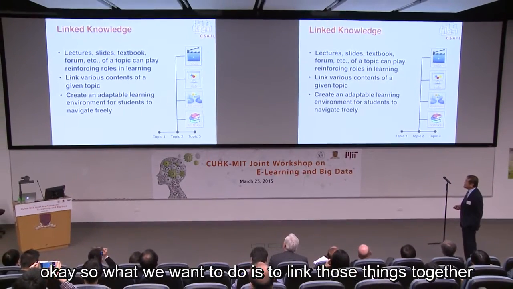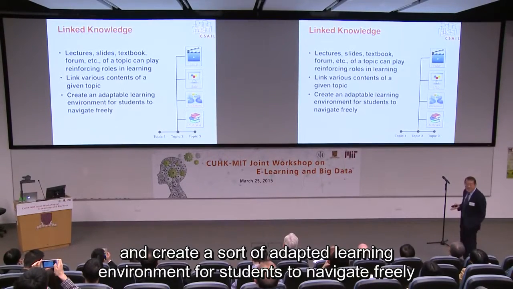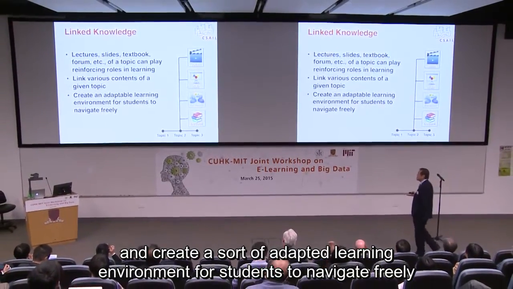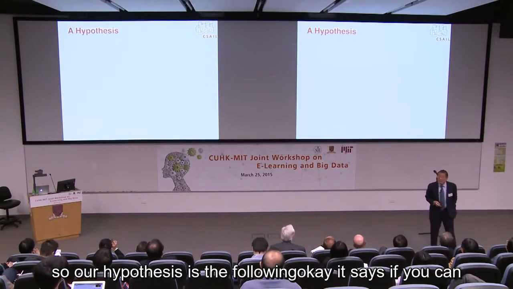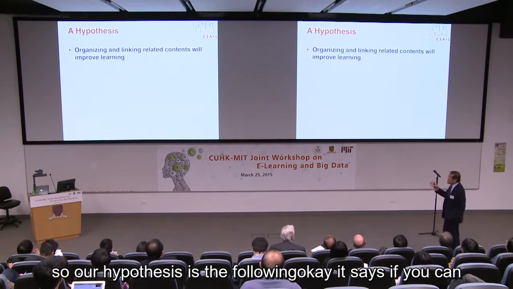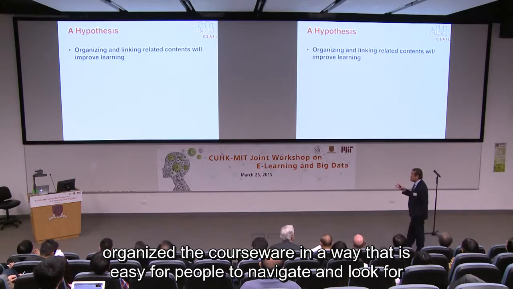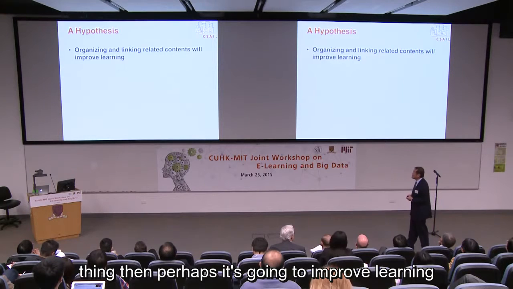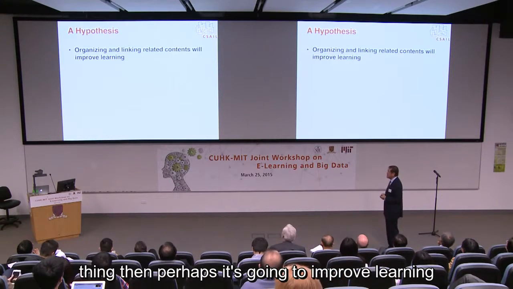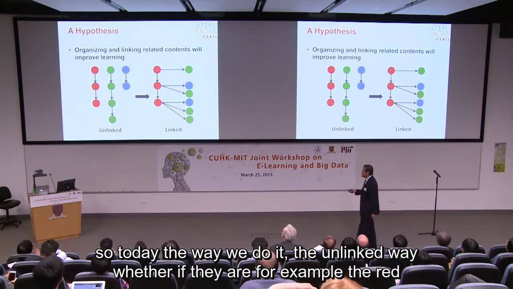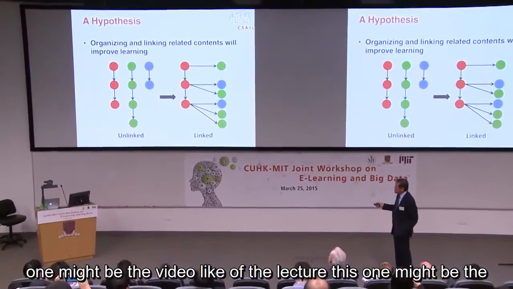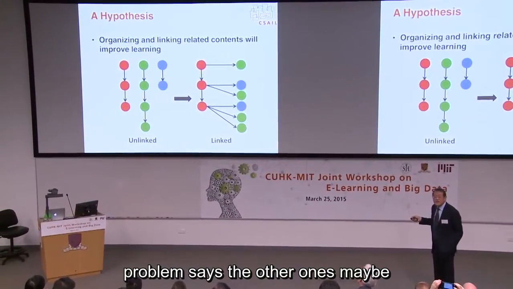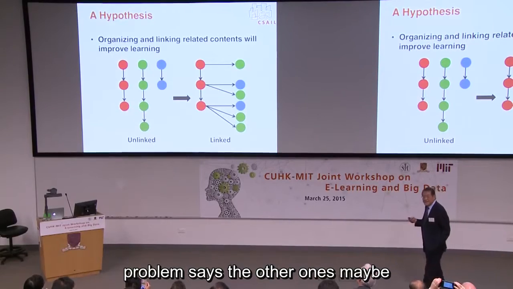So what we want to do is to link those things together and create sort of an adaptive learning environment for students to navigate freely. So our hypothesis is the following, okay? It says if you can organize the courseware in a way that is easy for people to navigate and look for things, then perhaps it's going to improve learning. So today, the way we do it, the unlinked way, the red one might be the video of the lectures, this one might be the problem sets, the other ones may be the textbook.